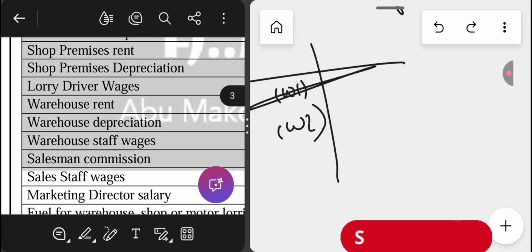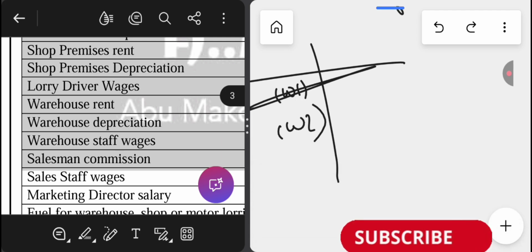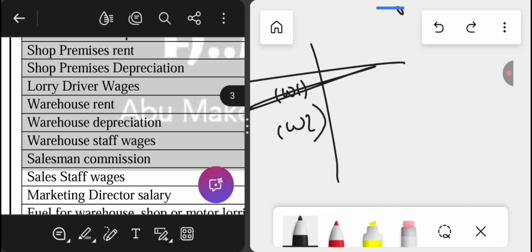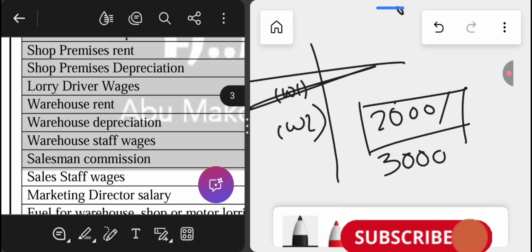After you sell that certain amount, you again come to your warehouse and take some more to sell to your shop. Usually if you produce around 2000 to 3000 products per month, it is impossible to keep this in your shop. So you need a separate space for keeping those products.